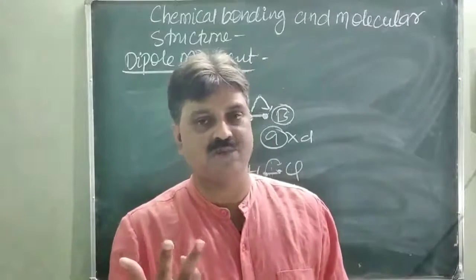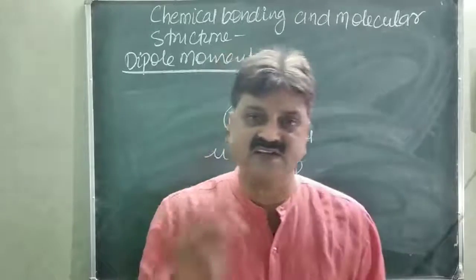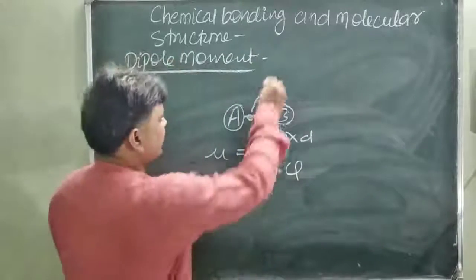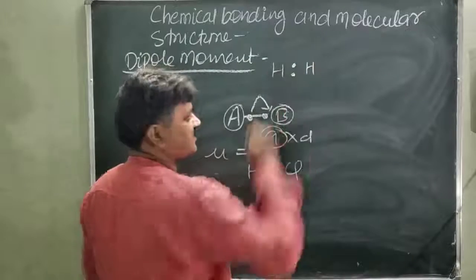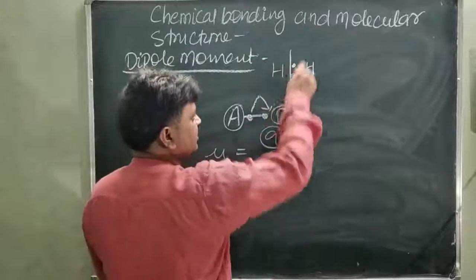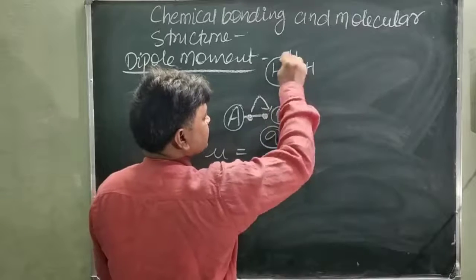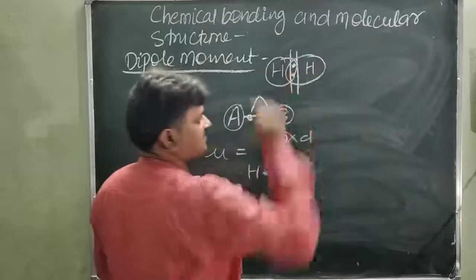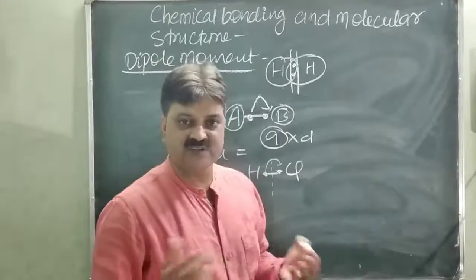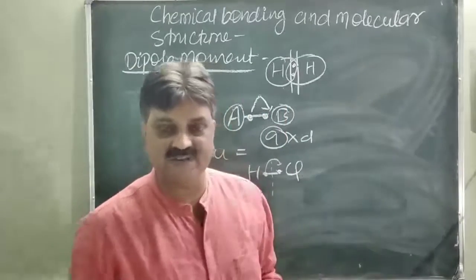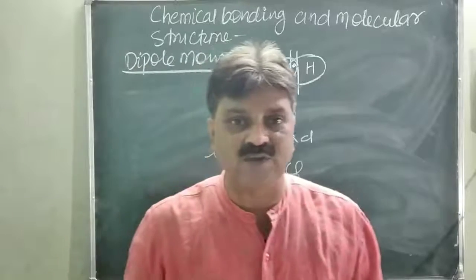There are two types of bond, polar and non-polar. Just like in the case of a diatomic molecule, hydrogen and hydrogen, both have the same electronegativity. So the shared electron is always present in between the nuclei of both the atoms. So there is no movement of electron, no charge develops, and whenever no charge develops, what will happen? There is no dipole moment.